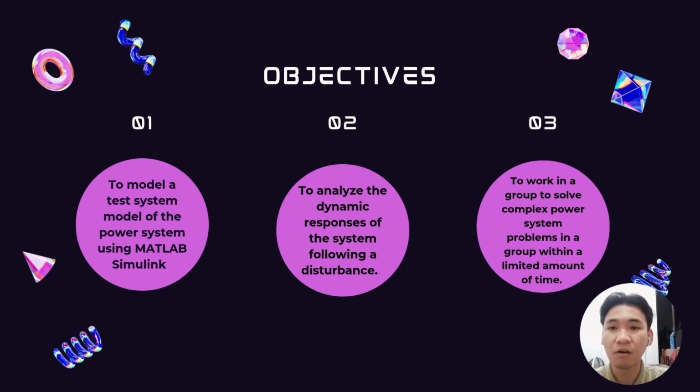The objectives of this lab: the first one is to model a test system of the power system using MATLAB Simulink. The second is to analyze the dynamic response of the system following a disturbance. And the third is to work in a group to solve complex power system problems within a limited amount of time.